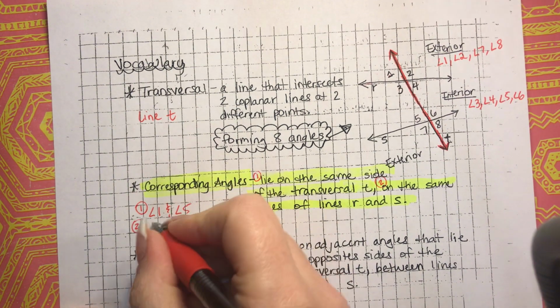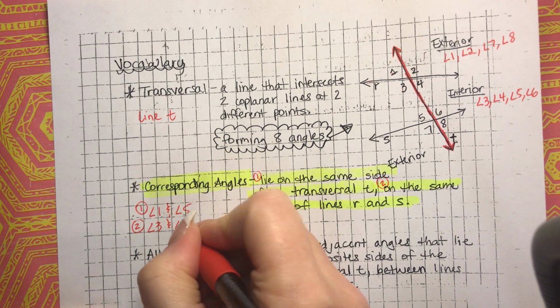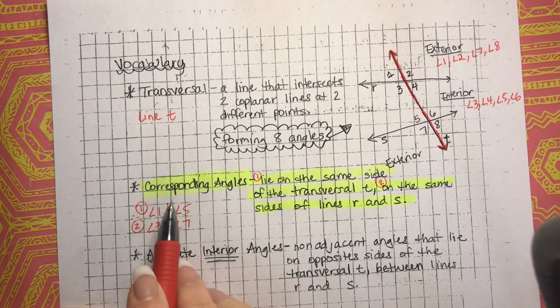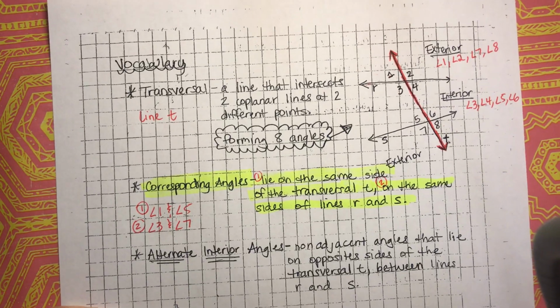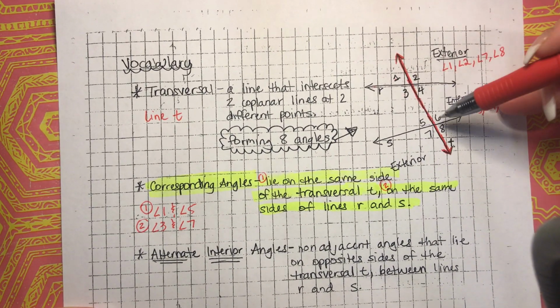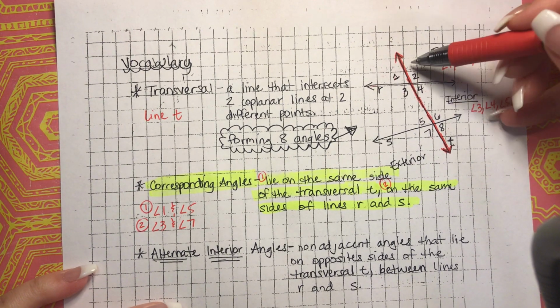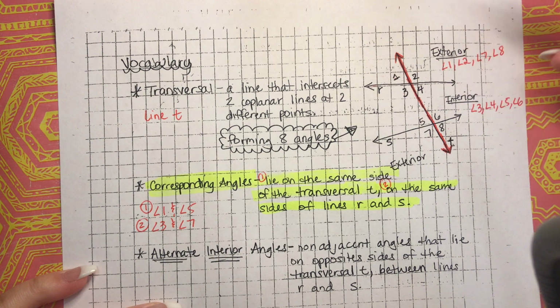So those are also corresponding angles, angle 3 and angle 7. Now those are two sets of corresponding angles on the left side of the transversal. Let's talk about the corresponding angles that would be on the right side of the transversal.